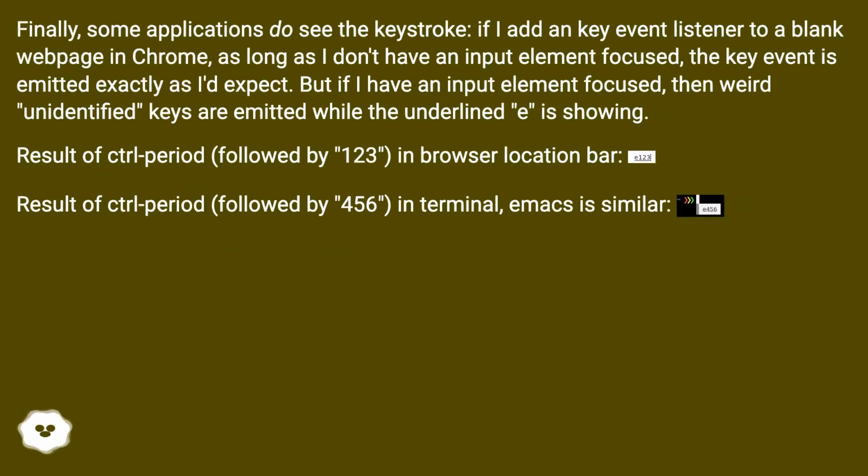Finally, some applications do see the keystroke. If I add a key event listener to a blank web page in Chrome, as long as I don't have an input element focused, the key event is emitted exactly as I'd expect. But if I have an input element focused, then weird, unidentified keys are emitted while the underlined E is showing. Result of Ctrl-Period, followed by 123 in browser location bar. Result of Ctrl-Period, followed by 456 in terminal, Emacs is similar.